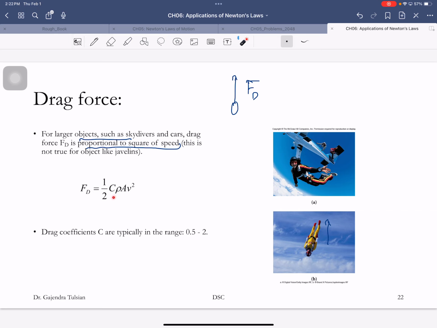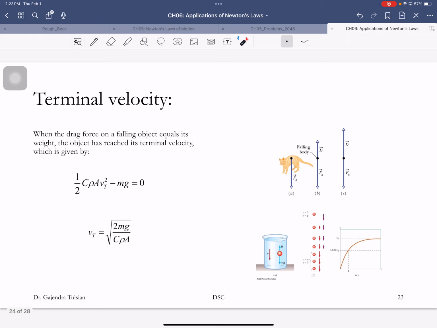Rho is the density of the fluid you're traveling in, air. A is the area of cross section. If this is an object and you're traveling in this direction, A is this area of cross section. And v is your speed, squared. So there's the formula for the drag. For this cat falling down, there was the force of gravity, and the drag force now is equal to that, and the cat has reached terminal velocity. When you reach terminal velocity, the drag force minus the weight is 0. And so the terminal velocity can be calculated for objects.